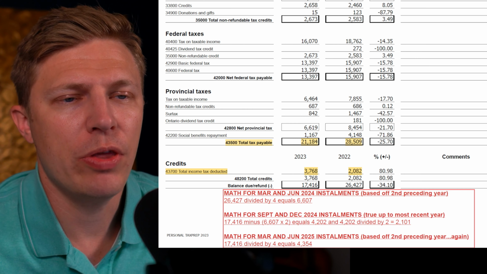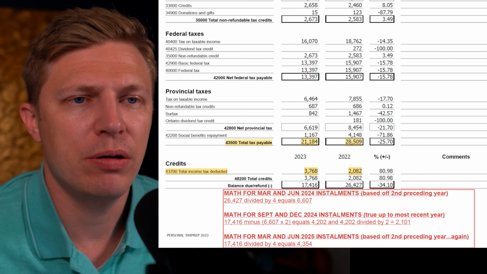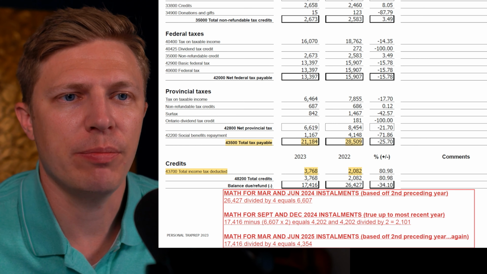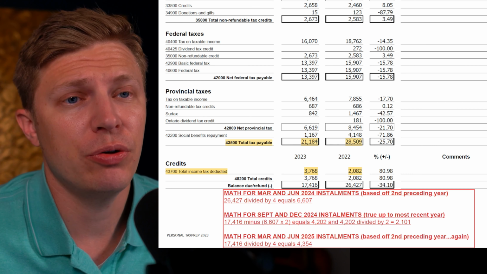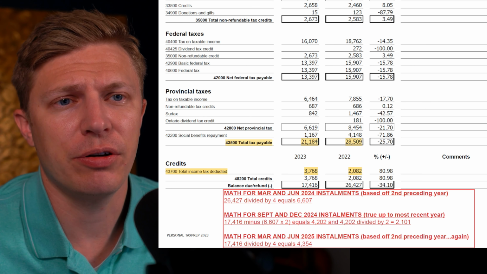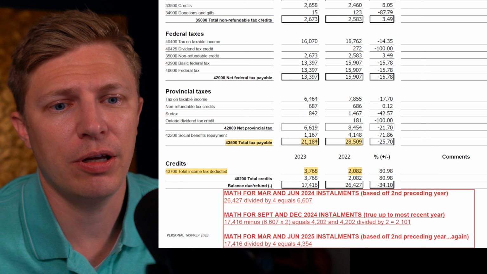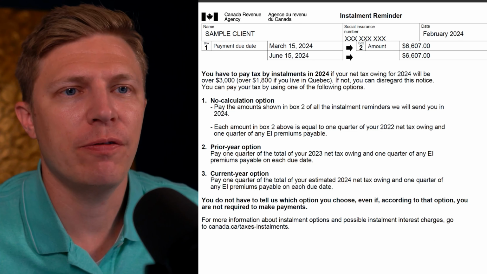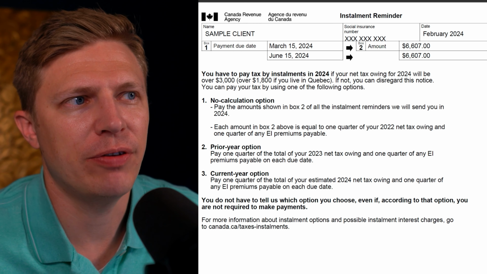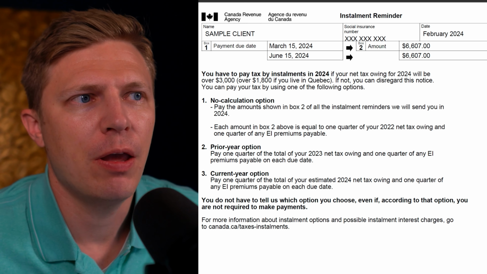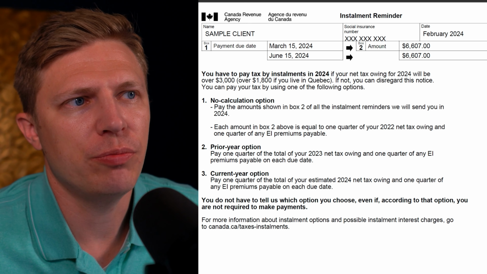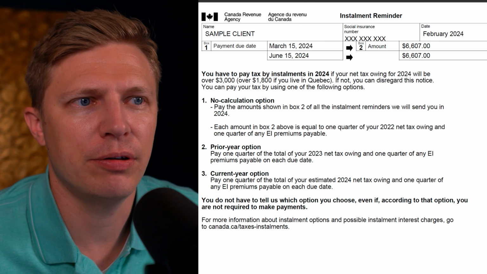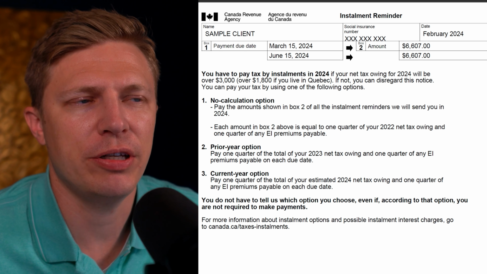So now that you understand when you're going to be on the tax installment radar and how those amounts are determined, I just want to show you an example of what the letters that you're going to receive from CRA are actually going to look like. I'll start with the February letter, and you can see February 2024. This shows the March and June payments, and you can see that they're tying into the amounts that were calculated, $6,607 each time.